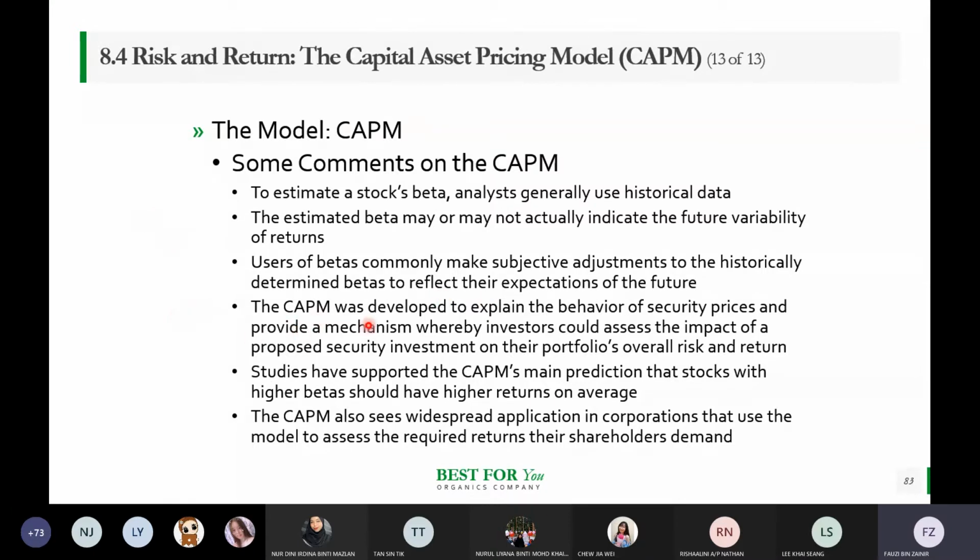The capital asset pricing model was developed to explain the behavior of security prices and provide a mechanism whereby investors could assess the impact of a proposed security investment on their portfolio's overall risk and return. So basically, when you choose a company with a beta of so and so, this is my expected return, and then you use that return in the mix of your portfolio. So it becomes part of your portfolio.